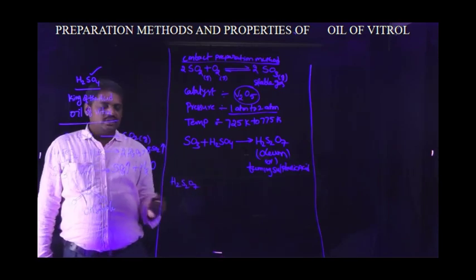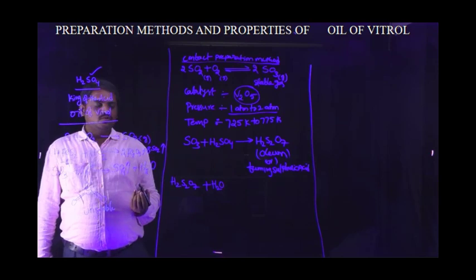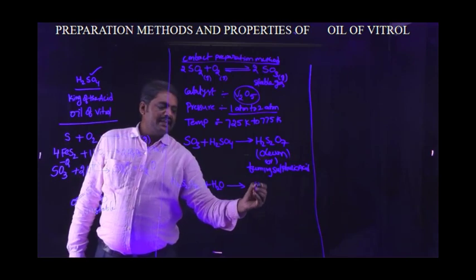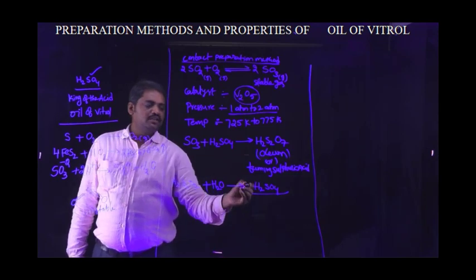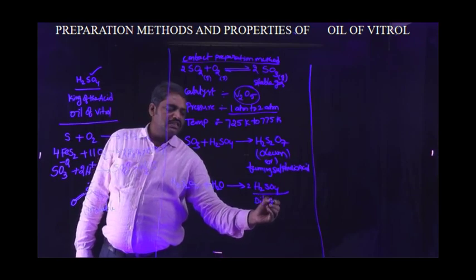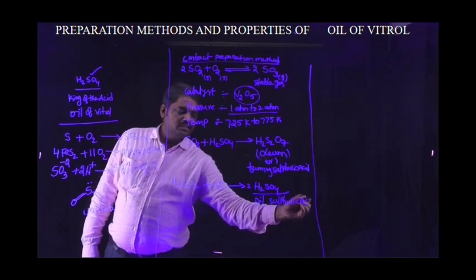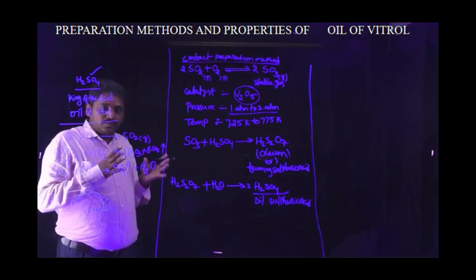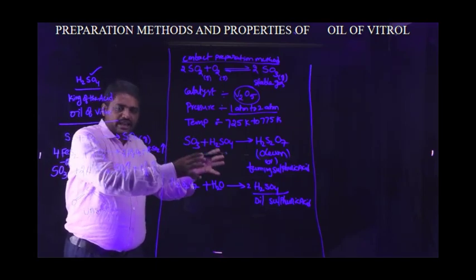Okay, this fuming sulfuric acid, H2S2O7, reacts with water to produce sulfuric acid molecules, dilute sulfuric acid, about 2 moles of sulfuric acid molecules. This is dilute sulfuric acid, and the oleum or fuming sulfuric acid is the concentrated one. This fuming sulfuric acid reacts with water to produce dilute sulfuric acid.